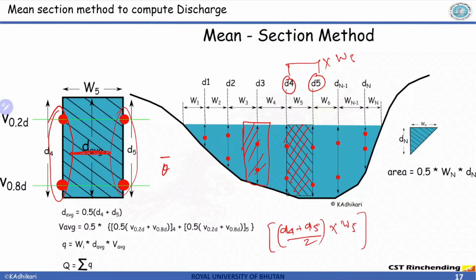Now this becomes your area times, first you will average out the velocity at the fourth strip, v4, plus the velocity at the fifth, v5. So this is again the average, divided by 2. So this is how the discharge is calculated for this section.